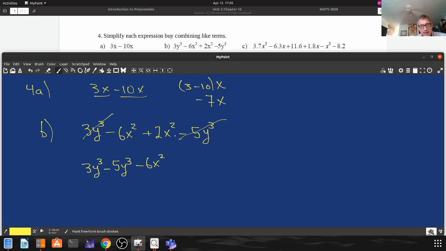And is there any other like term? Yeah. It turns out that 2x squared is a like term. So now all we do is we add their coefficients. 3 minus 5 is minus 2, and I attach the variable. Minus 6. So again, these are like and these are like. So minus 6 plus 2 is minus 4. And then I attach the variable along with its power.